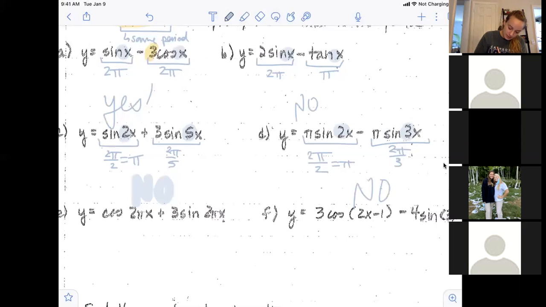Two more. Cosine 2 pi x and 3 sine 2 pi x. I've got 2 pi in front of both of them. And some people by this time, they're like, okay, I know if it's the same b, then the period should be the same. You can do that shortcut, but if you forget, I can still find the period. 2 pi divided by 2 pi means a period of 1. It's kind of weird, but whatever. It's okay. We did the rules. We followed the steps. Same thing over here, 2 pi divided by 2 pi. Oh, again, that's 1. Oh, yes, finally another yes.